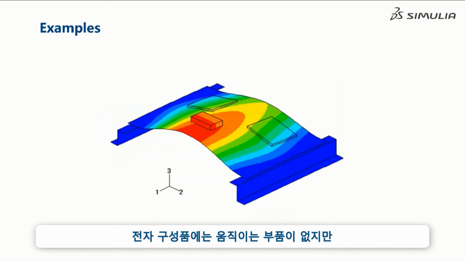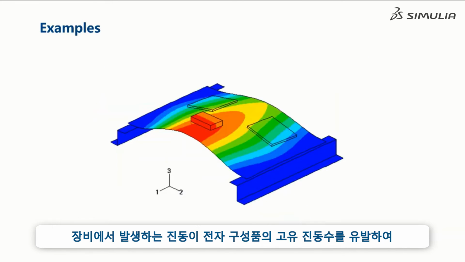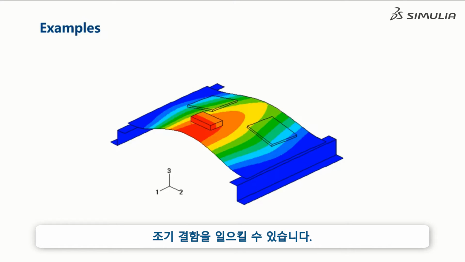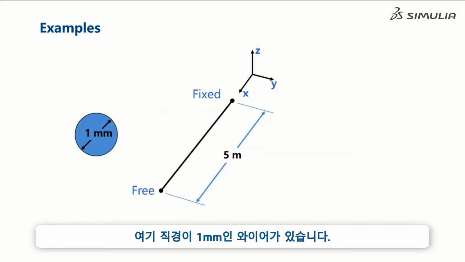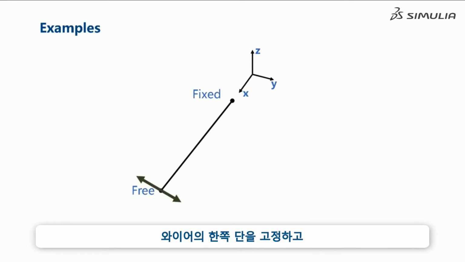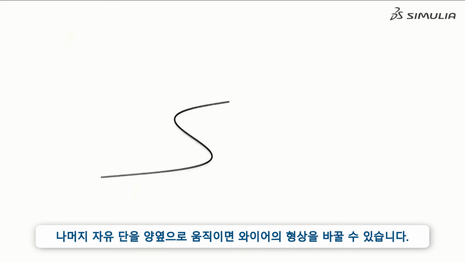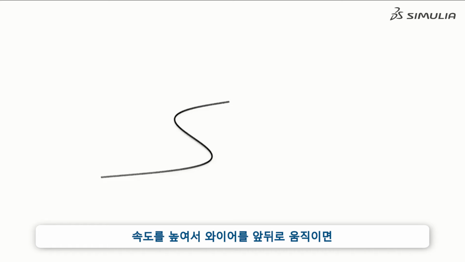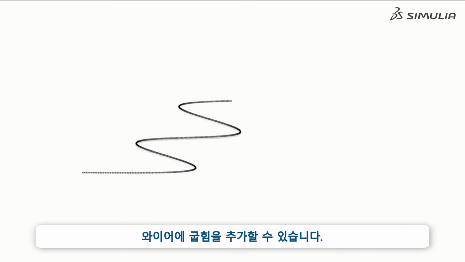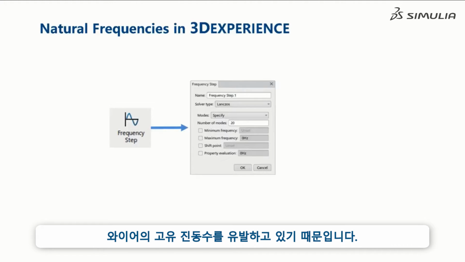While electric components don't have moving parts, vibrations from machinery can excite the natural frequency of electronic components and lead to premature failures. Let's consider a 1 mm diameter wire. If we fix one end of the wire and move the free end from side to side, we can change the shape of the wire. As we increase the speed that we move the wire back and forth, we can create more bends in the wire. We are exciting the natural frequencies of the wire.